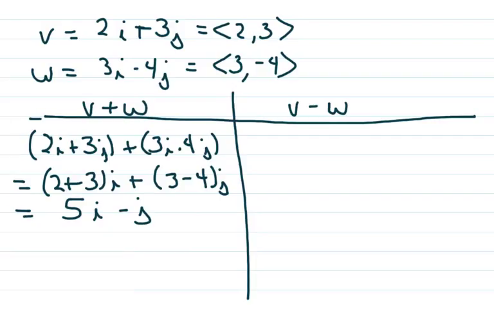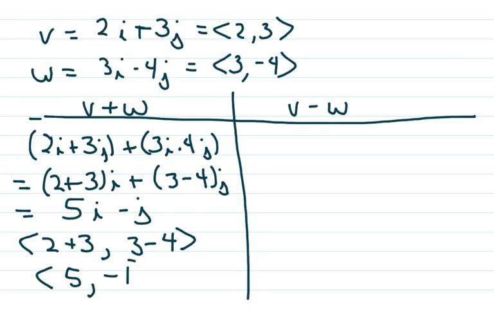Or if you want, we could do like we did in the previous video and just add them like this. This would be 2 plus 3, comma, 3 minus 4, which gives you (5, negative 1). These are just two different ways of representing the same vector.